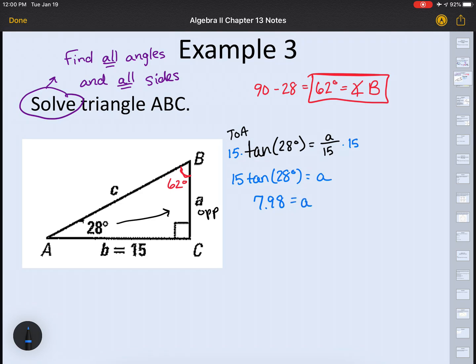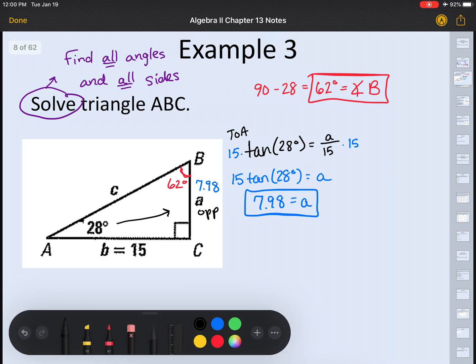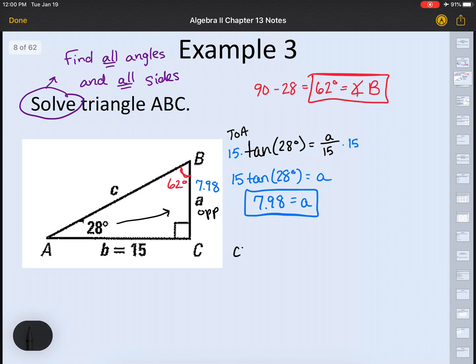That was our side length A. So here's side length A, 7.98. Okay, and since we were given angle A, let's use the cosine, or CAH. So adjacent over hypotenuse of 28 degrees. So the cosine of 28, we need adjacent on top, which is 15. And our hypotenuse, we still got to figure out, which is C.